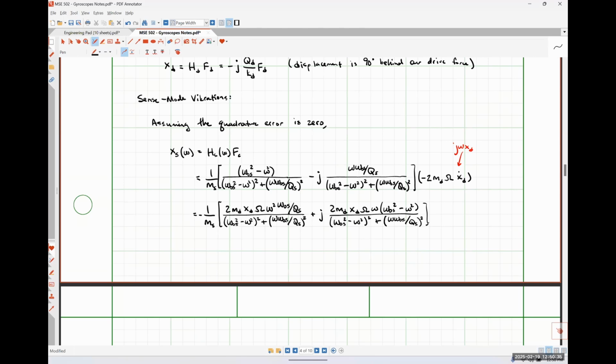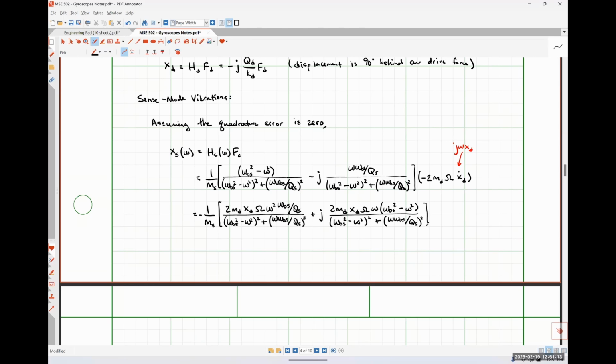So what I'm trying to bring to your attention here with this horrifying amount of math, and we are going to have a situation where it can be simplified, and we'll talk about that in a moment, is that our sense mode displacement depends on the excitation frequency of our drive mode, because omega is the frequency at which we are exciting our drive mode. From this, we can develop two cases essentially where this simplifies down.